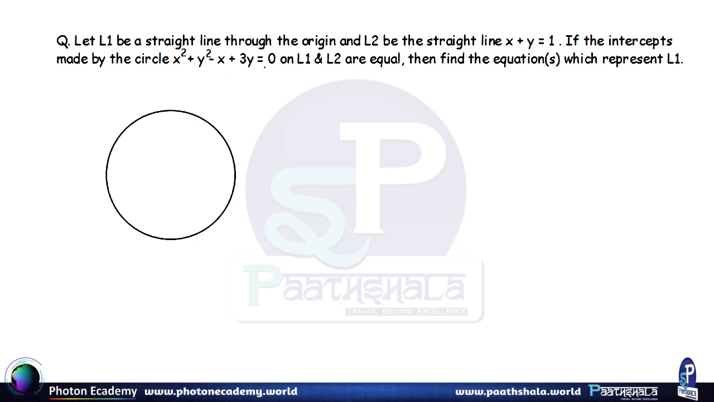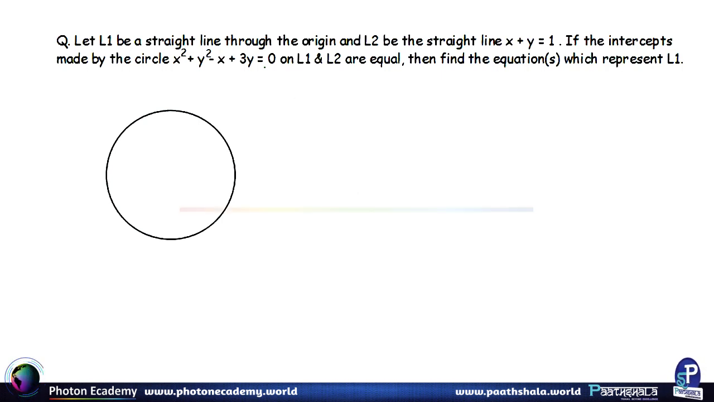Alright. So they have given that L1 passes through the origin and they have given the equation of L2. The intercepts of L1 and L2 on the given circle are equal and we have to find the equation or equations of L1. Suppose this is L1, this is L2. So basically they are saying that the chords formed by L1 and L2 on the circle are equal.